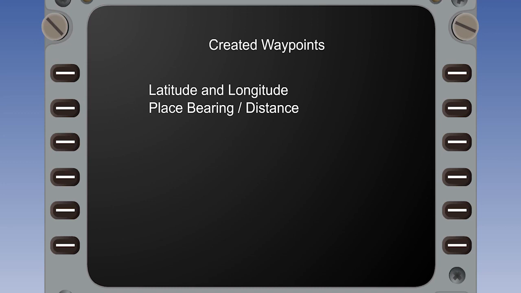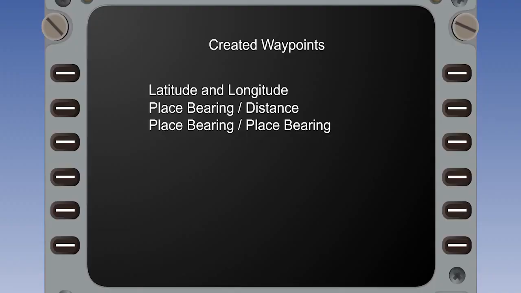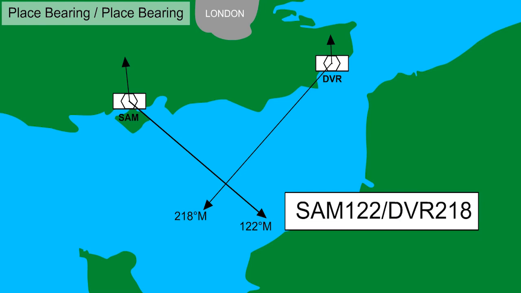Next is called place bearing and distance. For instance, Sierra Alpha Mike 180/45 means 45 nautical miles range on the 180 magnetic radial from Southampton VOR. There is also place bearing/place bearing. Sierra Alpha Mike 122/Delta Victor Romeo 218 is where the 122 Southampton radial crosses the 218 Dover radial.